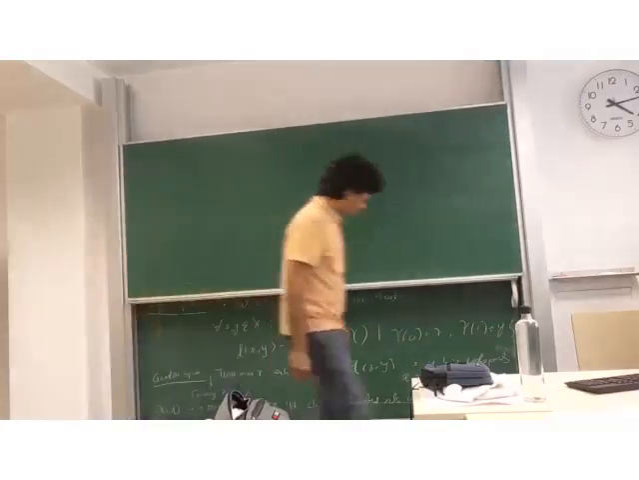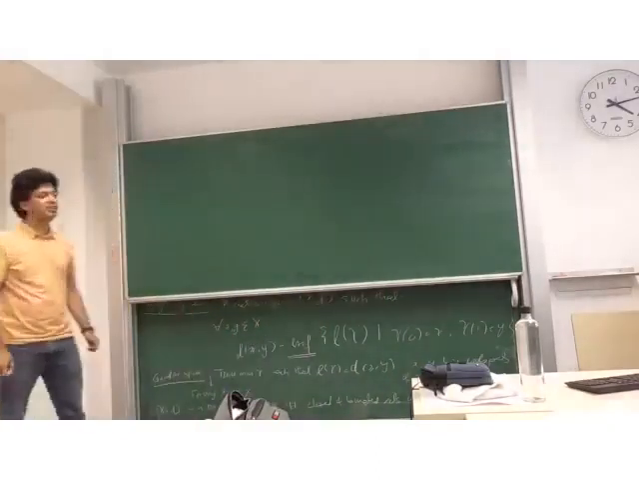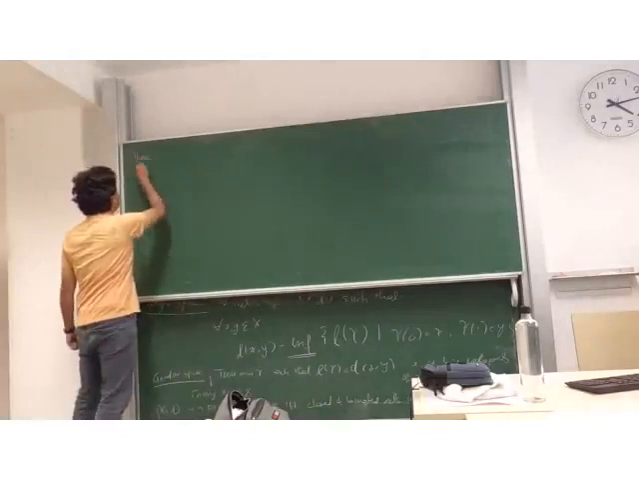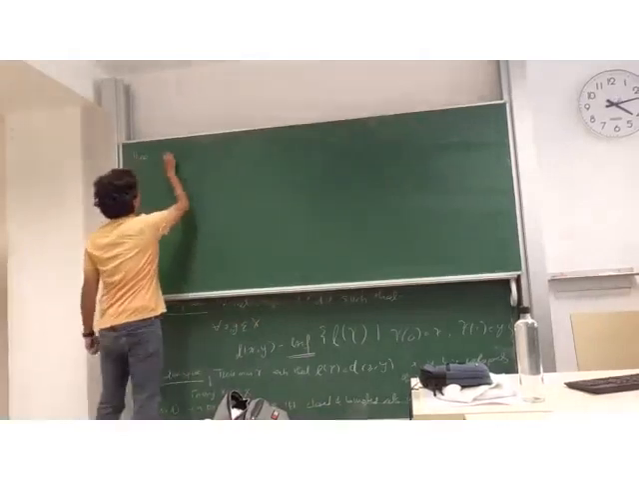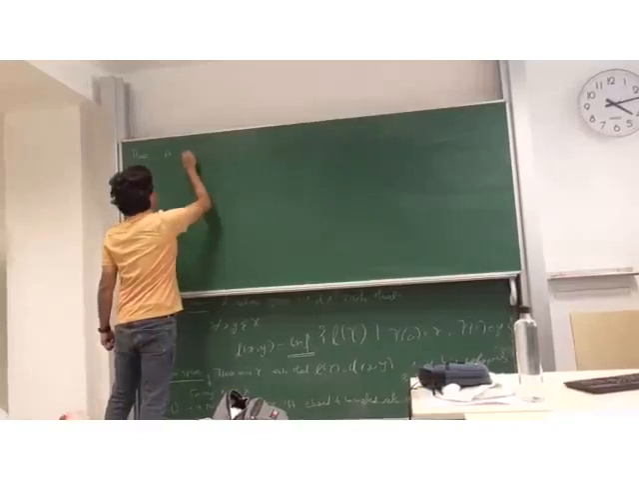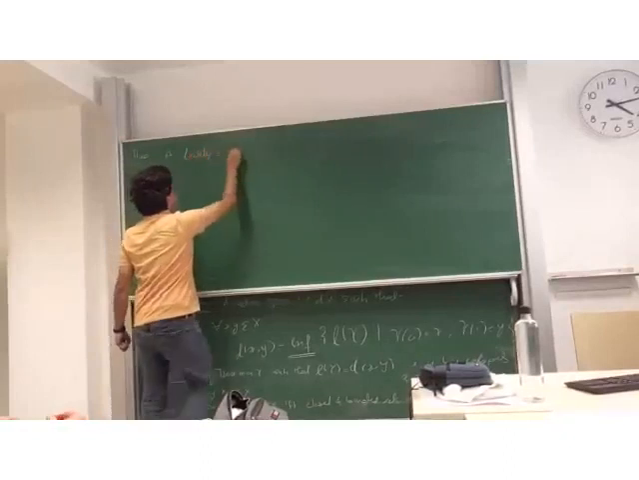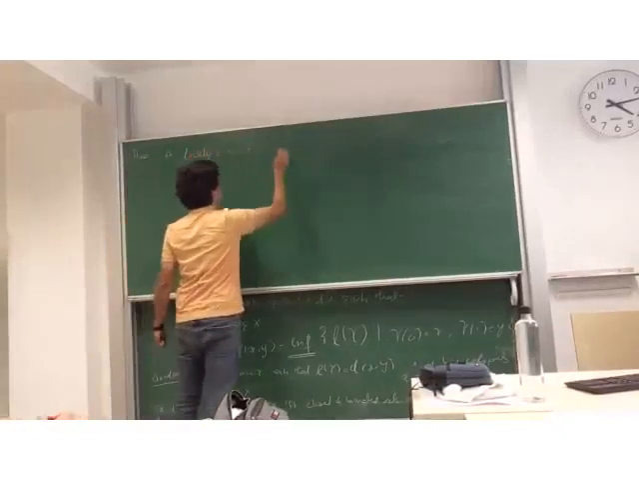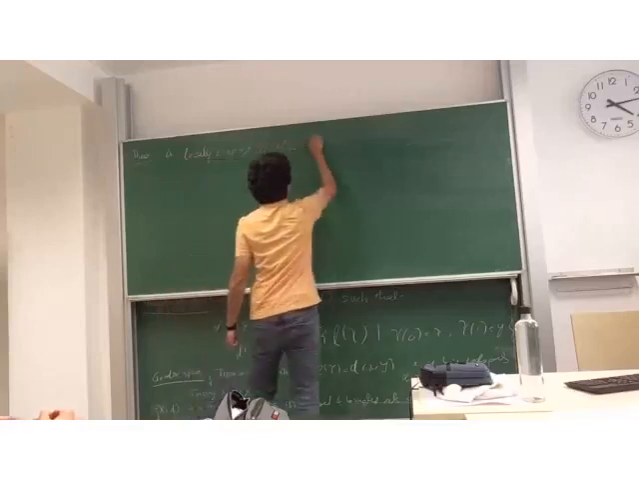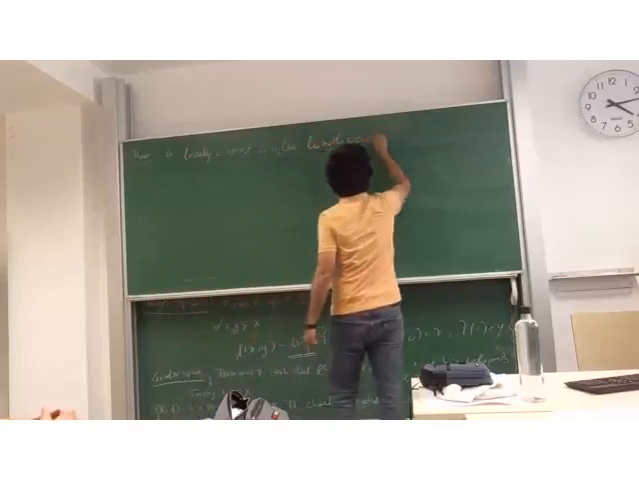How things become easier in length spaces? So we have defined a proper metric space, and the theorem, which I will not prove, is that a locally compact, complete length space is proper.